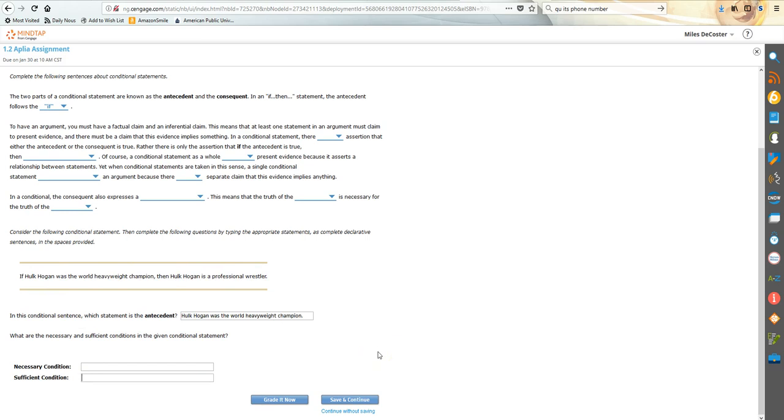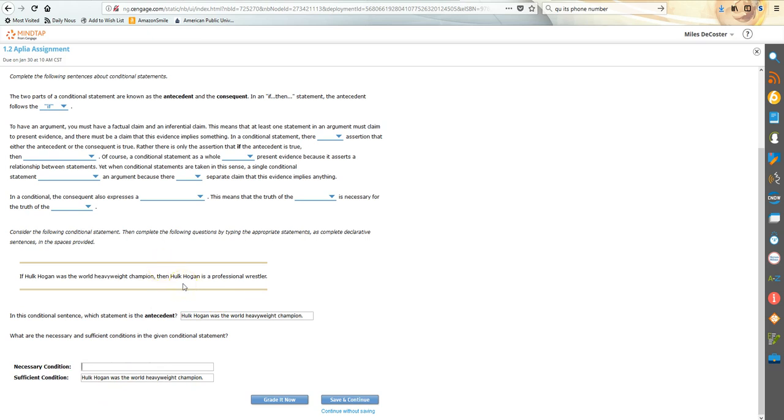So a sufficient condition is Hulk Hogan was the world heavyweight champion. And I should probably put a space there. Or not. Maybe it doesn't want me to. Okay, weird. And the necessary condition is going to be the part that follows then.